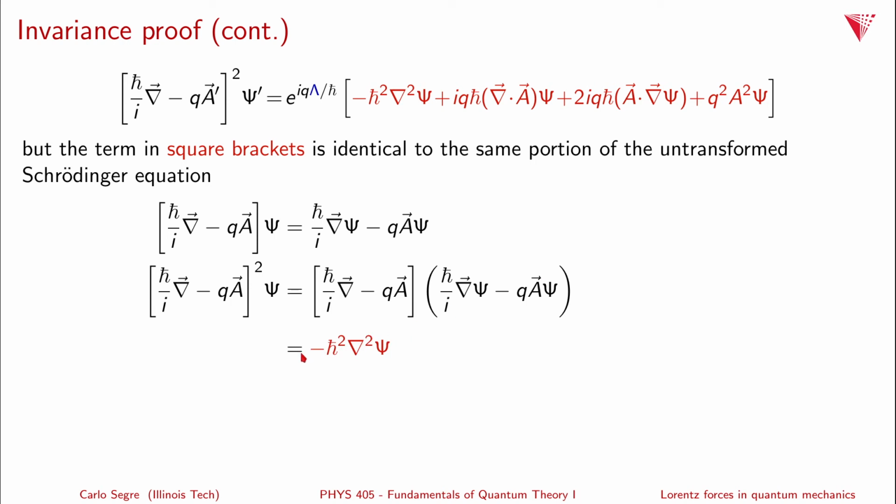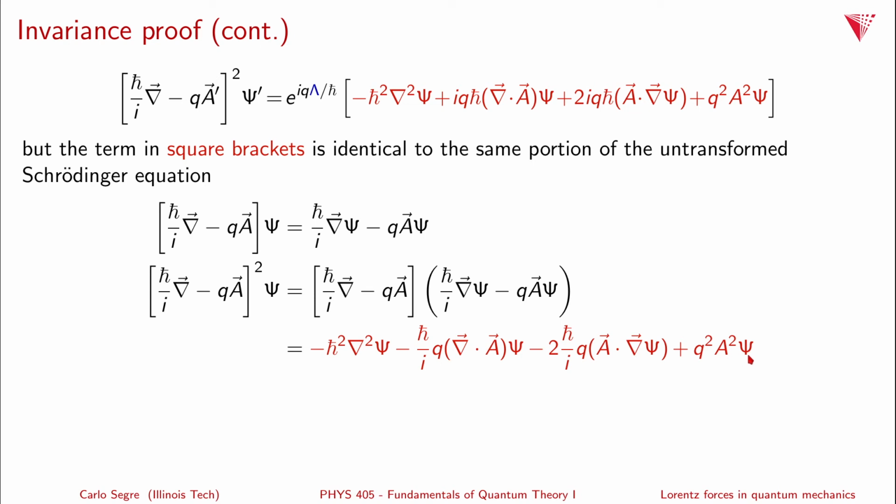And when we do that, we get minus h bar squared del squared psi. That's for the first term. Then we get a second term, which is minus h bar over i q del dot A psi. That's when we apply to here. Then we get a third term, which is minus 2 h bar over i q A dot del psi. And we're combining this applied to psi with this times this term here. It gives us 2.